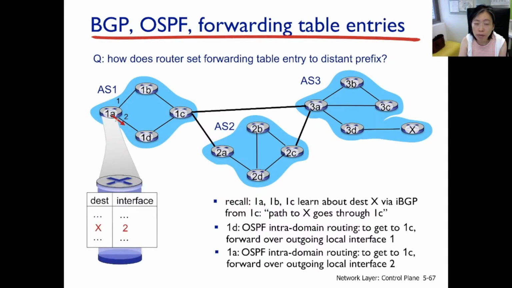Similarly, let's try to derive again for 1A. So 1A knows, for destination X, I should be forwarding packets towards router 1C. So let's call intra-AS routing and find out from OSPF what is the shortest path to 1C and which link, is it 1 or 2, is on the shortest path? And we'll get 2 here, with packets going to 1D. And 1D, as we saw earlier, will be forwarding packets over this direction and reaching 1C, therefore going backwards and reaching destination X.